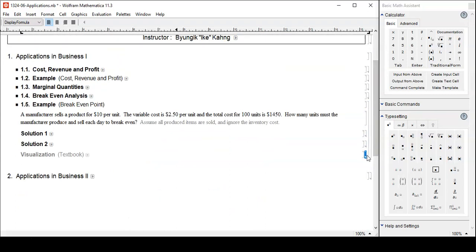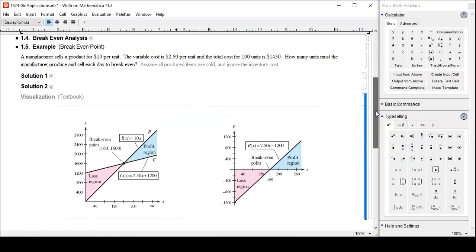We have a visualization here. Oh, okay, all right. Revenue function, r of x, and cost function, c of x, in the same viewing window. And then they become equal to each other at the crossing value because they share the same y coordinate now. And that x value is around here, 160.